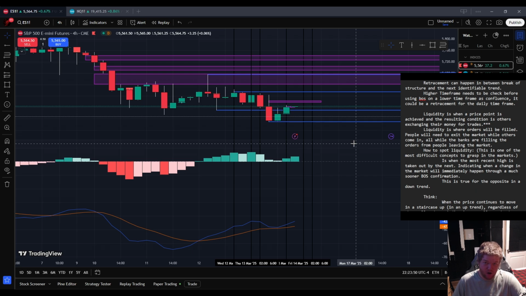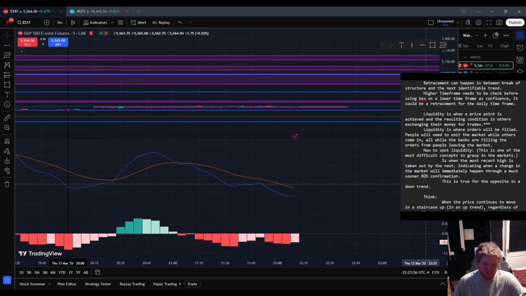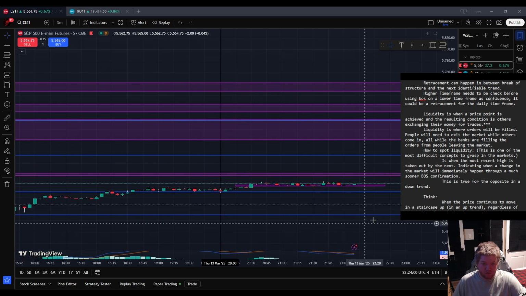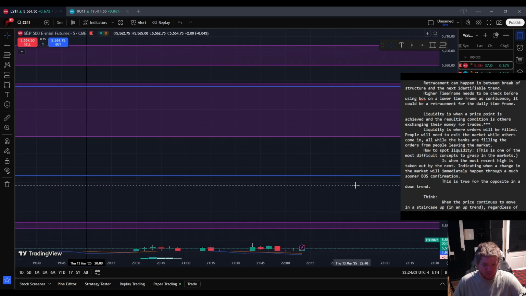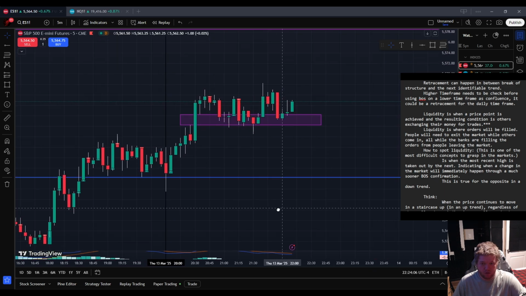Again, this is the 4 hour. I know it's the 4 hour. I want to go back down into the 5 minute just to see what stuff is. I want to try and identify a liquidity sweep on the 5 minute. There we go. Boom.